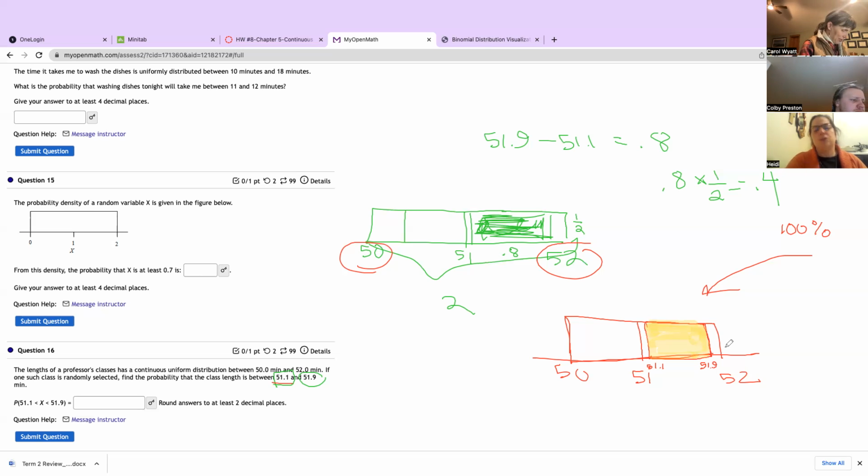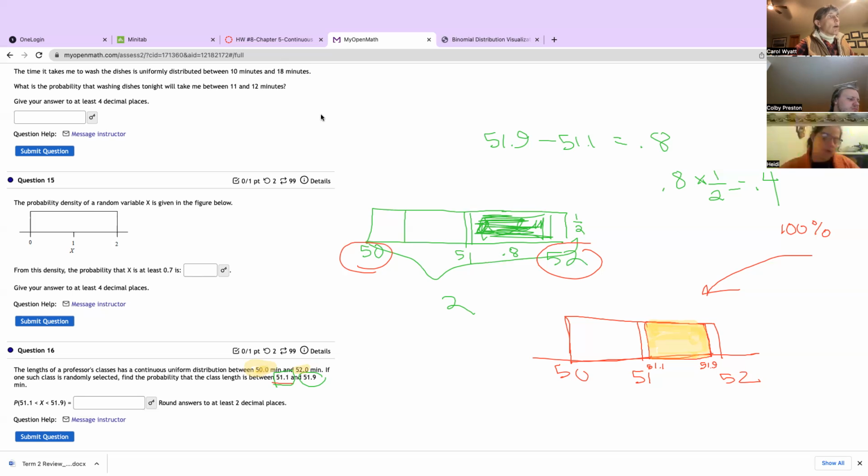So my question 16 has different numbers. And so that would be the formula I use, guys. Just put my length between 50.2 and 50.3 instead of the numbers that you used. So do you have 50 and 52 here? Yeah, but instead of your question being between 51.9 and 51.1, it's between 50.2 and 50.3.